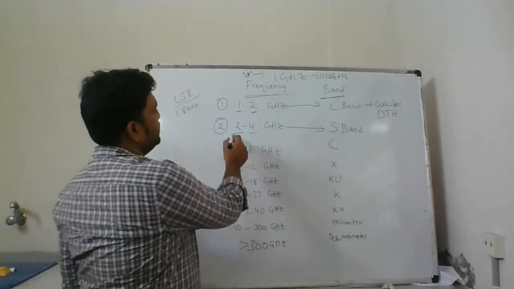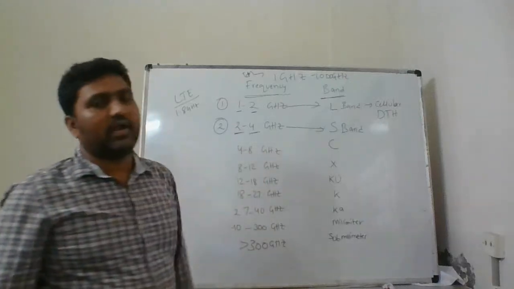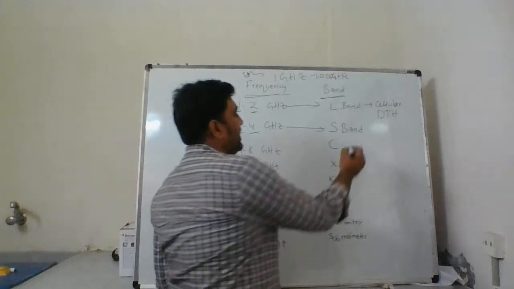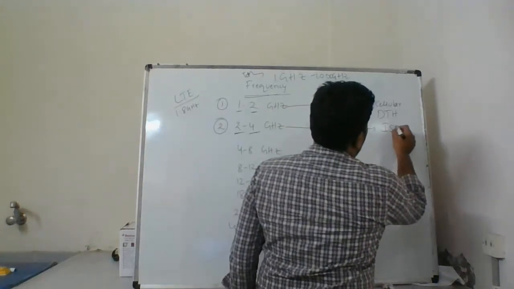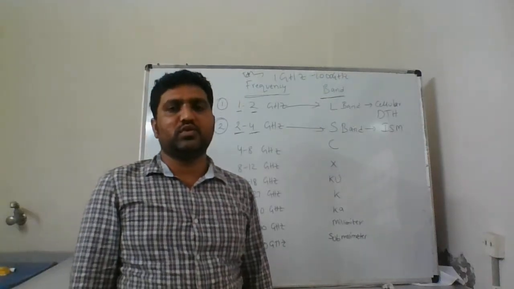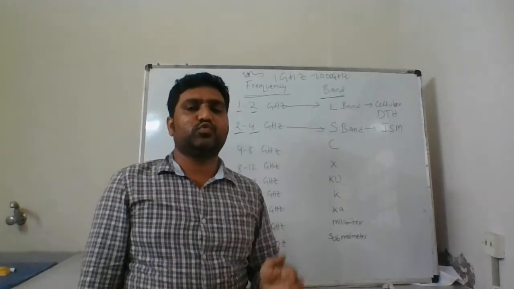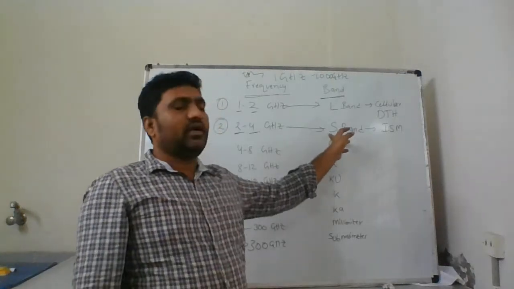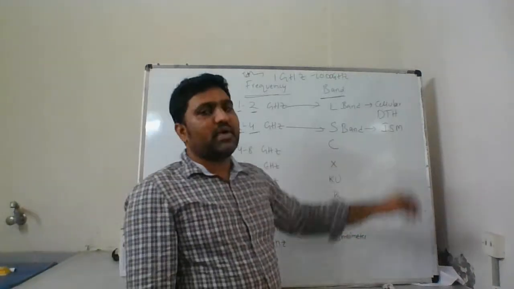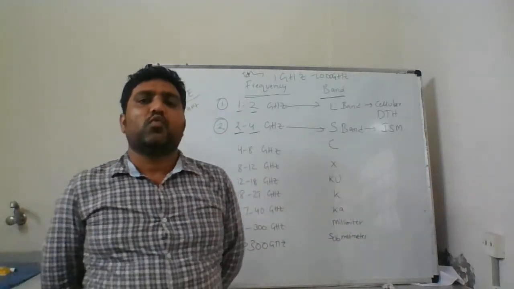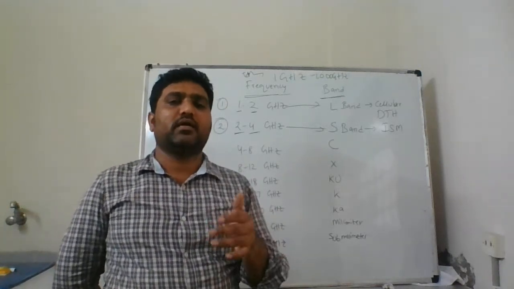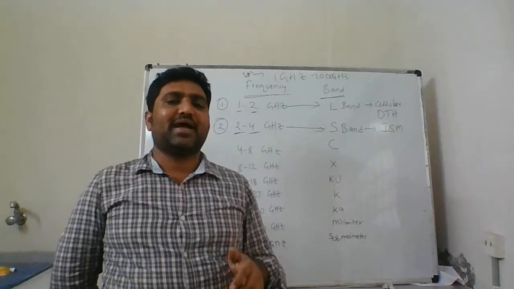Coming to the next band, 2 gigahertz to 4 gigahertz, this band is called the S band. The S band is widely used in the ISM band, that is, wireless communication devices such as Wi-Fi and Bluetooth. We know that the frequency of Bluetooth is 2.4 gigahertz, which is in the ISM band, the 2.4 gigahertz range, where many of our wireless protocols like Bluetooth, Wi-Fi, WLAN, WiMAX, etc. work.